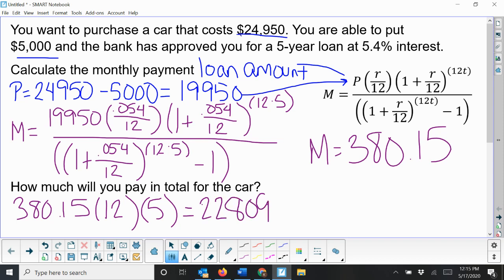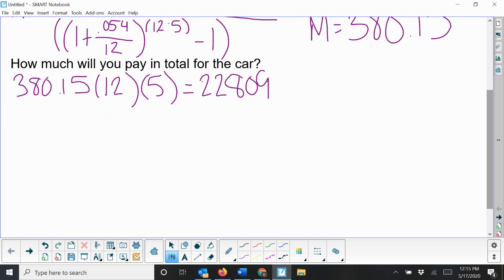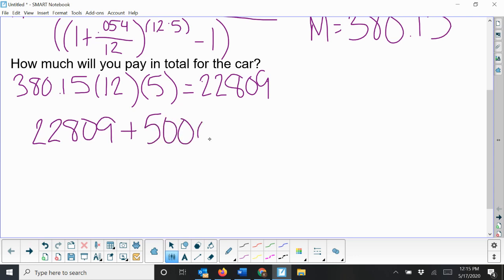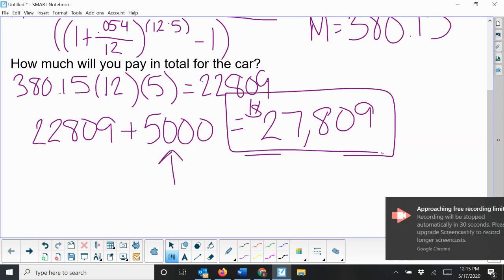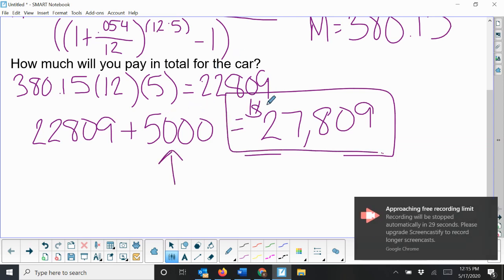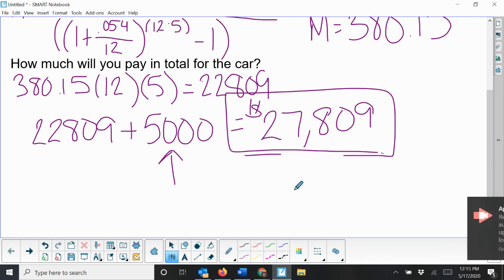But keep in mind, there was this additional $5,000 that we put down in the beginning. So we do have to add that back in because I did pay that $5,000 out of my pocket. I need to add that back in to get my total amount paid. And so I actually paid $27,809 for this car in total. So again, don't forget to add that down payment to the total amount that you paid in monthly payments to get the overall total payment.